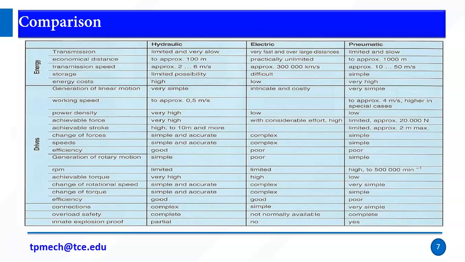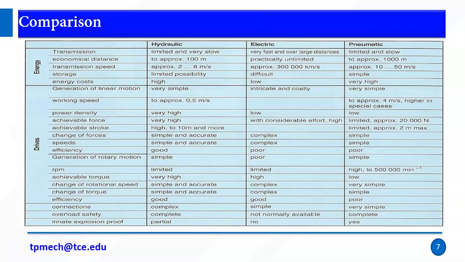Similarly, generation of rotary motion is also very simple in hydraulic and pneumatic, but for electricity it is a very poor one, right? So in terms of efficiency, hydraulic and electric have a good efficiency, but pneumatic has a poor efficiency. So connections: hydraulic is a very complex one. It requires many components, but for electric we have connections that are very, very simple because we use wires. But pneumatic is also very simple. The components' weights are very low if you use pneumatics.